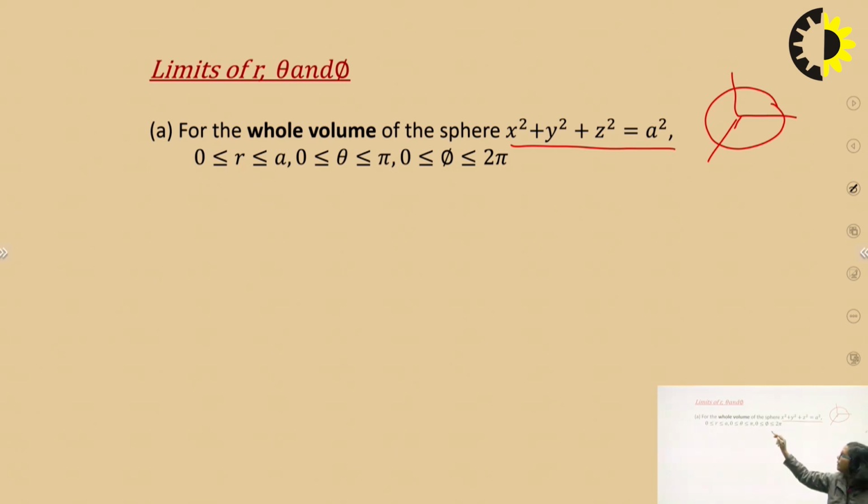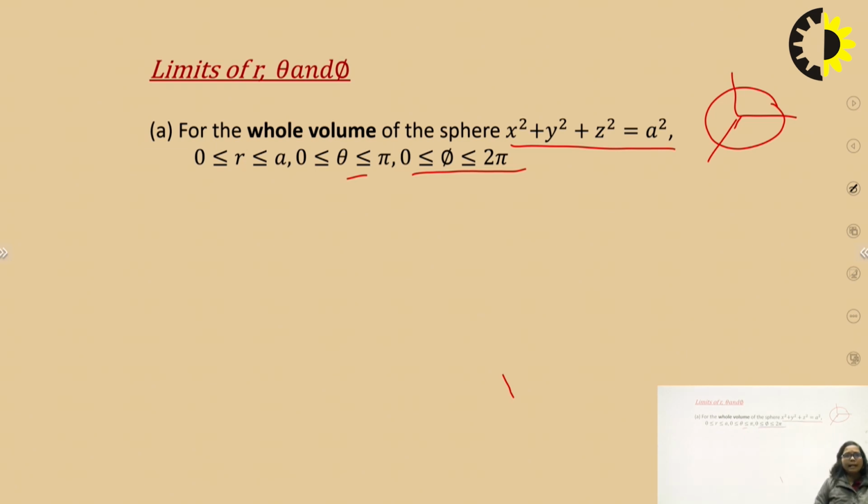What is this phi? First we talk about this phi. Phi is the angle of rotation of the sphere on its axis. So just like the earth moves on its axis, the total angle of rotation is always equal to 2 pi. So for the whole volume of the sphere, the angle phi takes the value from 0 to 2 pi.